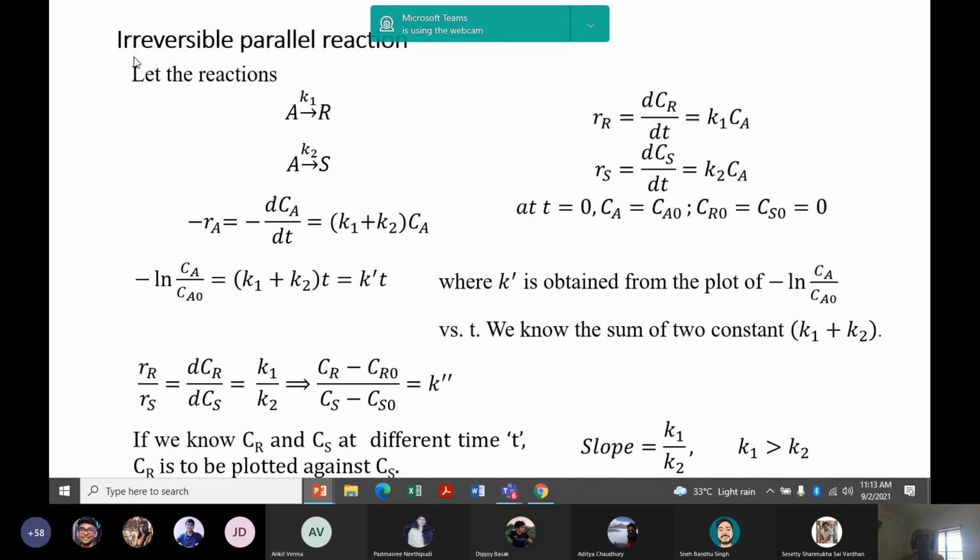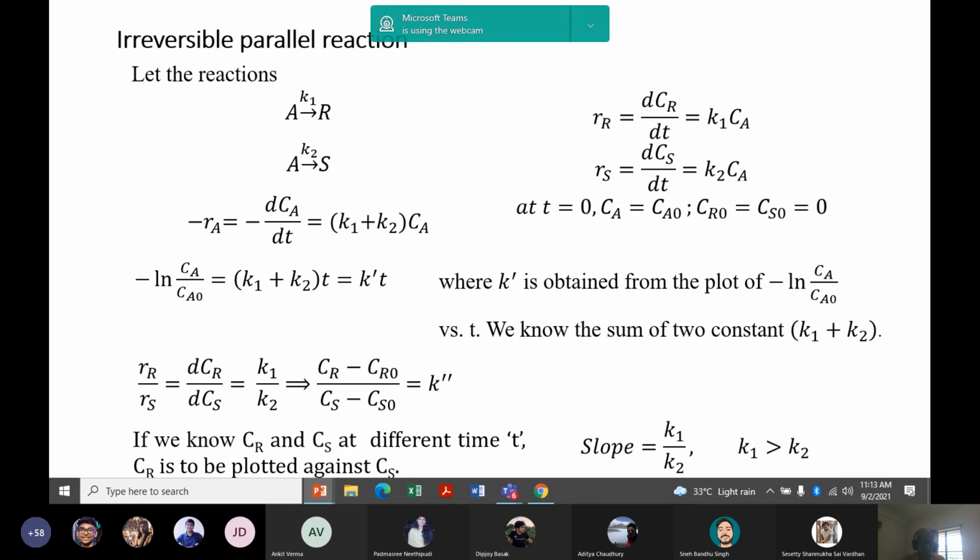Now, I want to discuss two types of reactions: irreversible parallel reaction and irreversible consecutive reaction. Let us see the parallel reaction. In case of parallel reaction, A to R, A to S. And this is very much important in case of gas phase solid catalyzed reaction.